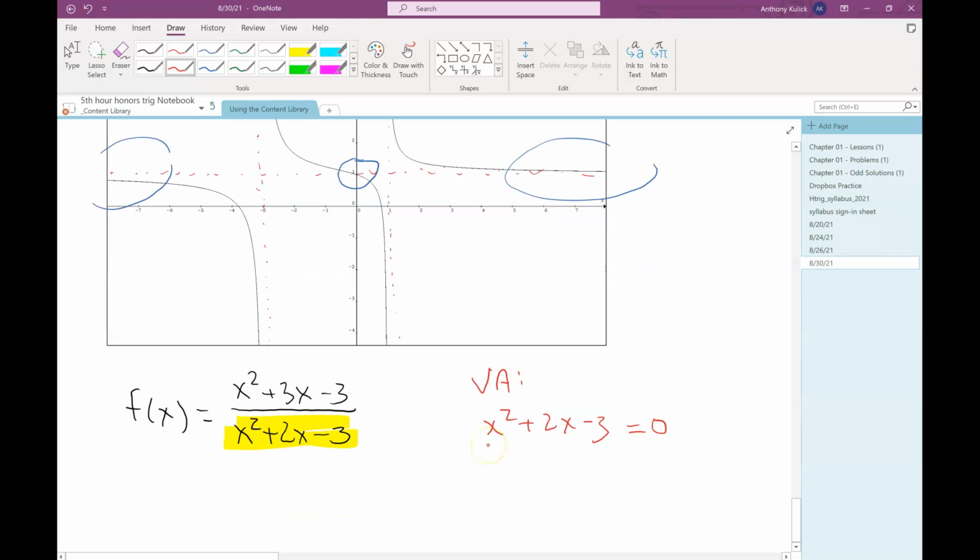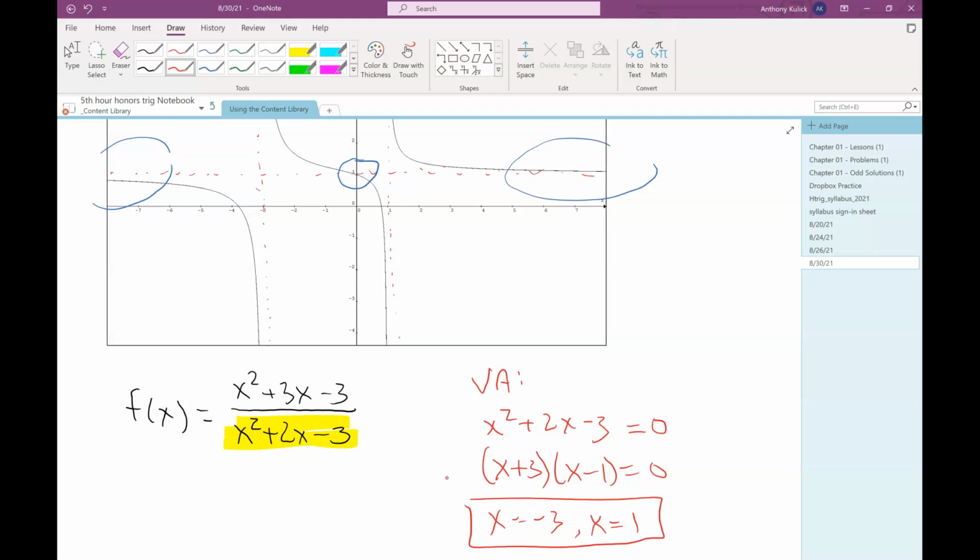So if I solve this, factoring seems to be the easiest way to do that. And I get my asymptotes at -3 and +1, which matches what we observe from the picture, right? Does that all ring a bell? Yep.